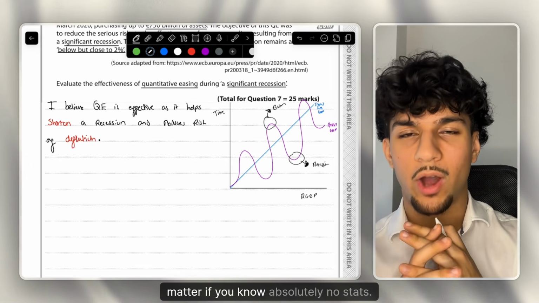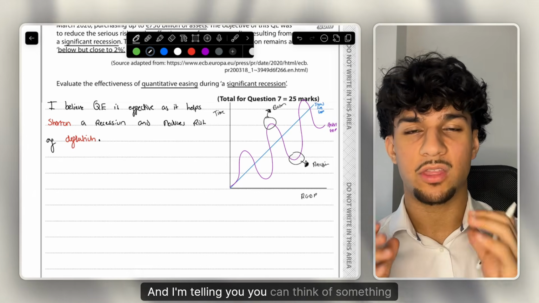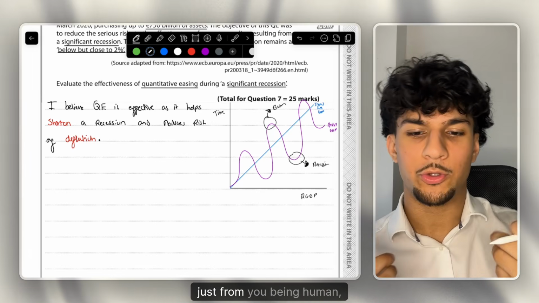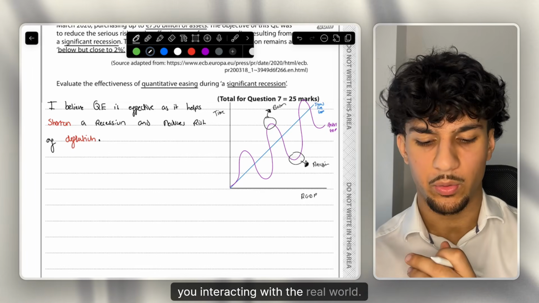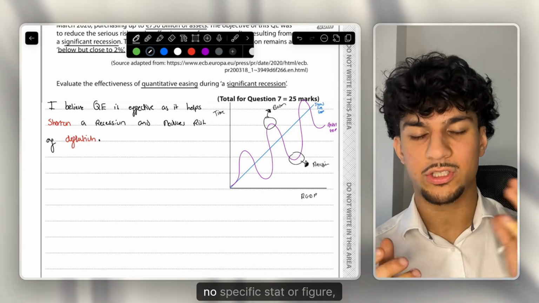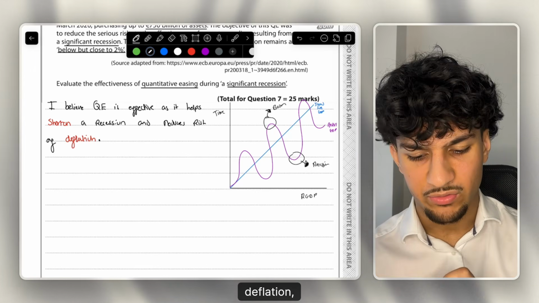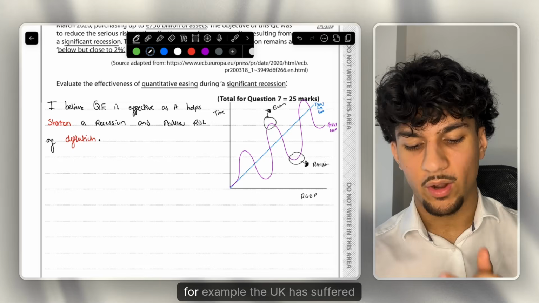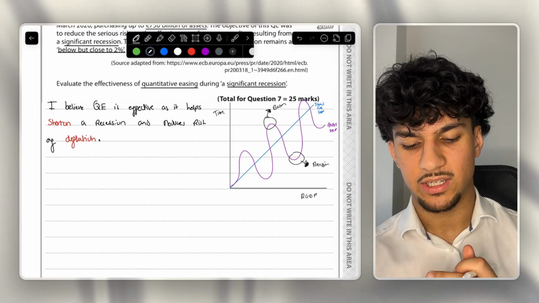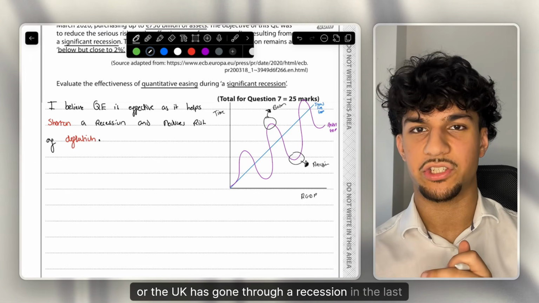It does not matter if you know absolutely no stats. I'm telling you, you can think of something just from your real world knowledge, just from you being human, interacting with the real world. For example, if I knew nothing here, no specific stat or figure, what could I say here? So quantitative easing, deflation. You could literally say, for example, the UK has gone through a recession in the last 10 years.